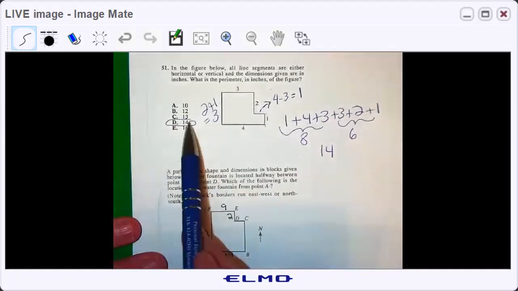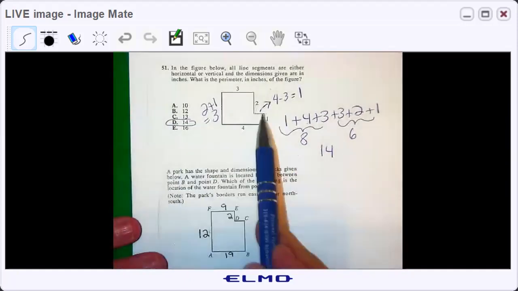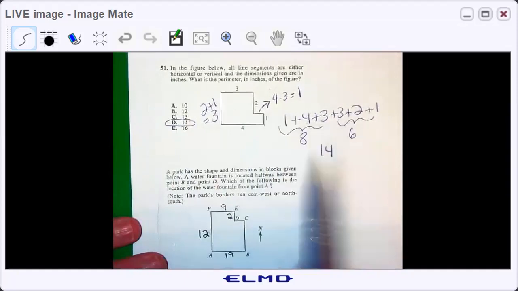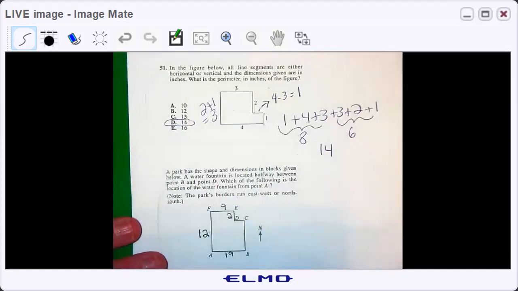Now you do have to be careful because if you notice there's 13 here. If you left this little piece off, which sometimes students will, then you would end up getting 13 accidentally. So be real careful as you do perimeter and make sure you're adding all of the sides.